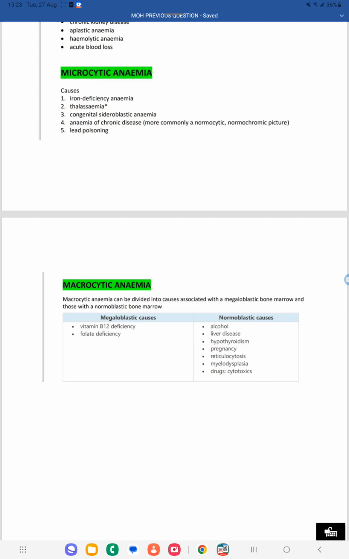In normoblastic, you will be getting normoblasts, immature RBC cells are found. In megaloblastic, you will be getting mature RBC cells, but the size of the RBC cell is increased. That is called megaloblastic. So that usually happens in two conditions only: vitamin B12 deficiency and folate deficiency. Okay, in these two conditions you will be getting megaloblastic anemia. Vitamin B12 is cyanocobalamin. These two are the main reasons for getting megaloblastic macrocytic anemia.